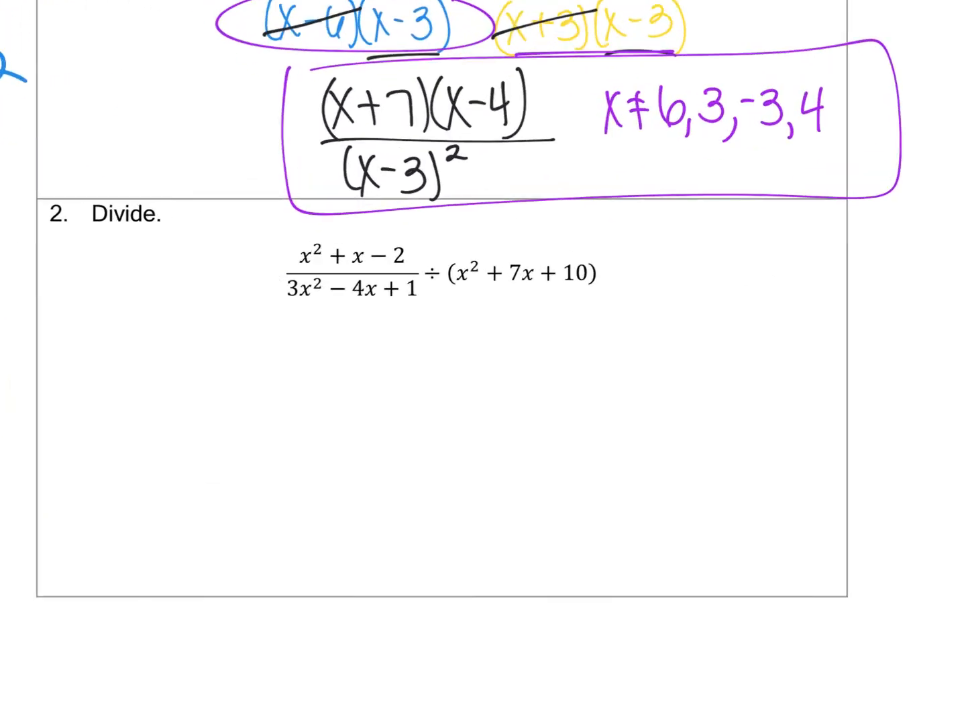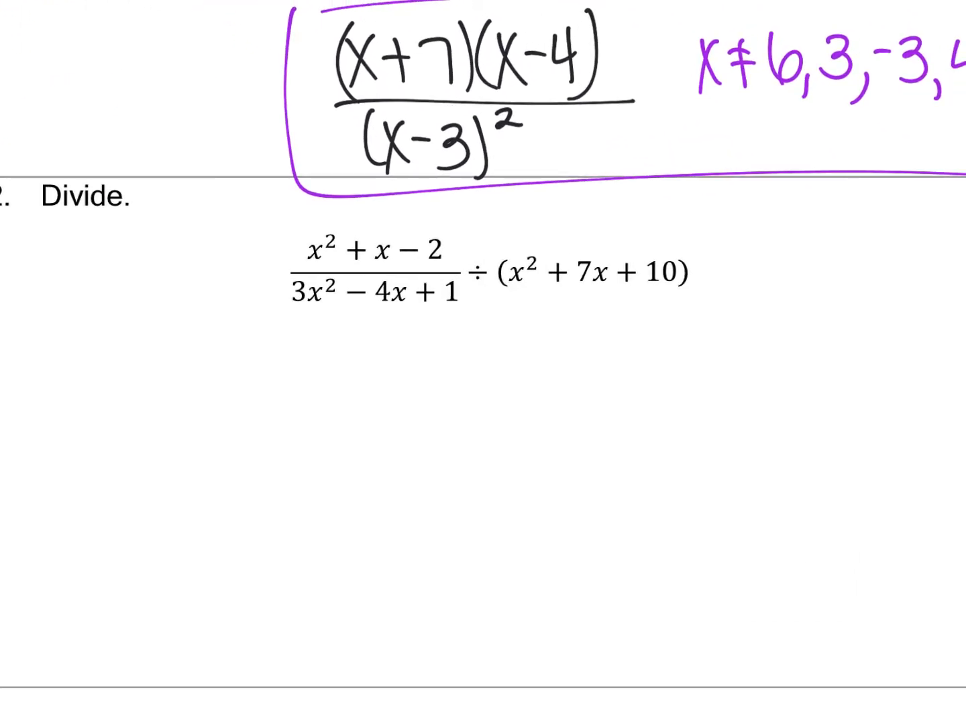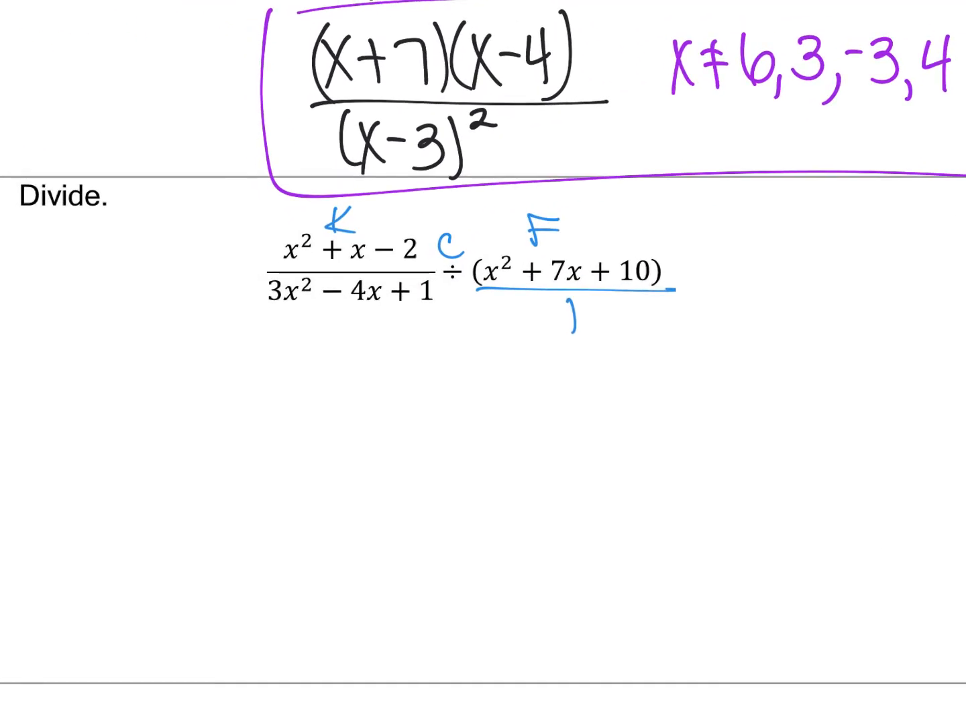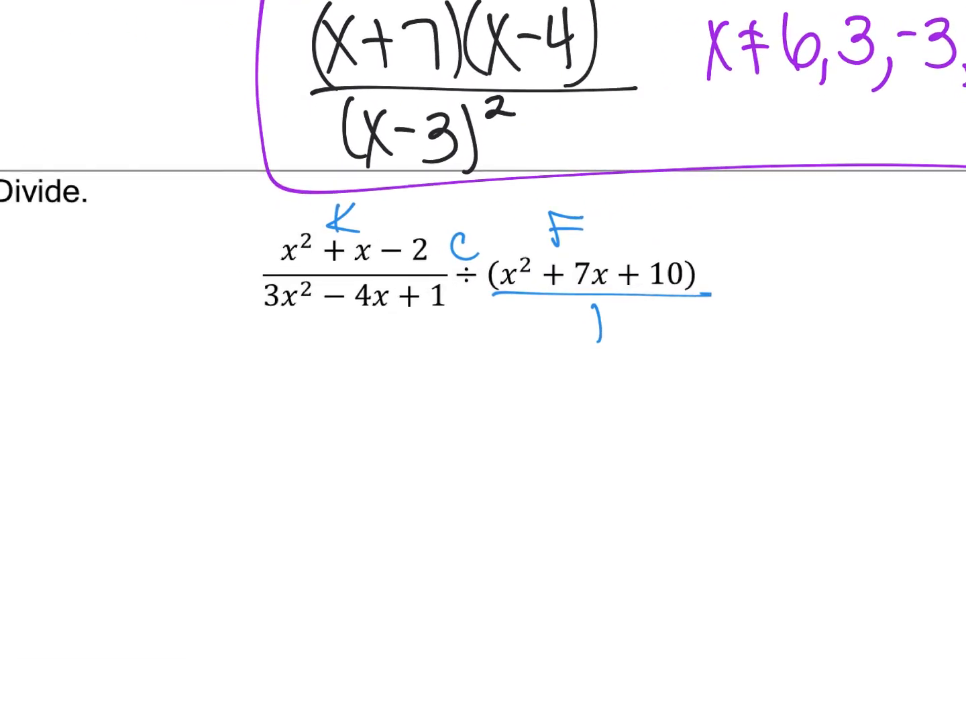Okay, last one. We're dividing, so we need to keep, change, flip. We did not do that on the first two problems because we were multiplying. You only keep, change, flip when you're dividing with fractions. So numerator, sum is 1, product is -2. So that would be a +2 and a -1.